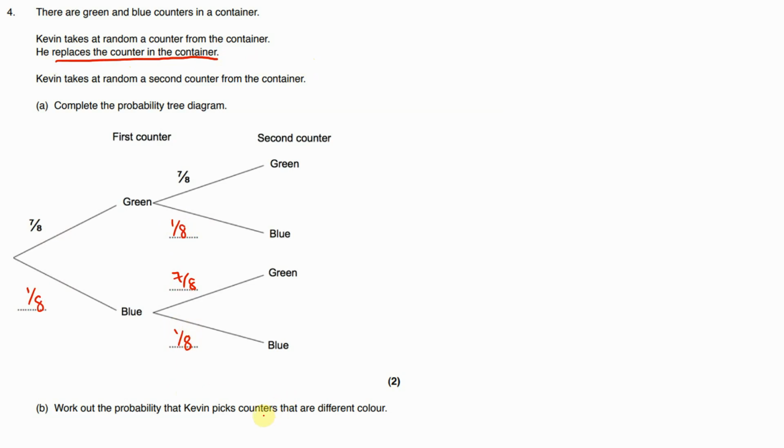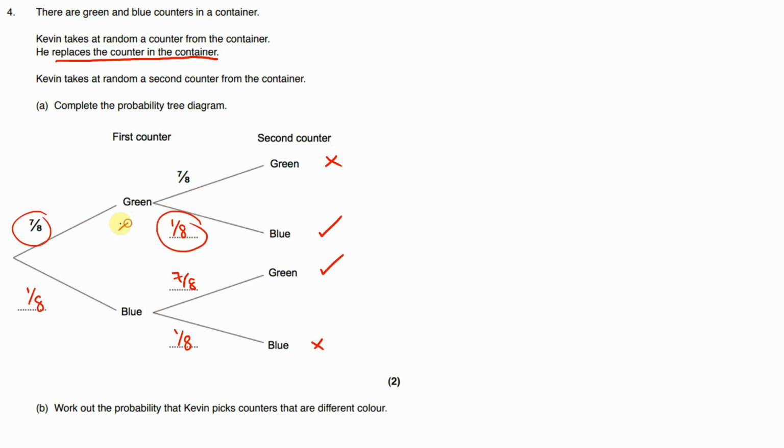So work out the probability that Kevin picks counters that are different colours. Well, blue, blue, they're not different. Blue, green's different. Green, then blue, that's different. And green, green is not different. So we need to do these calculations.